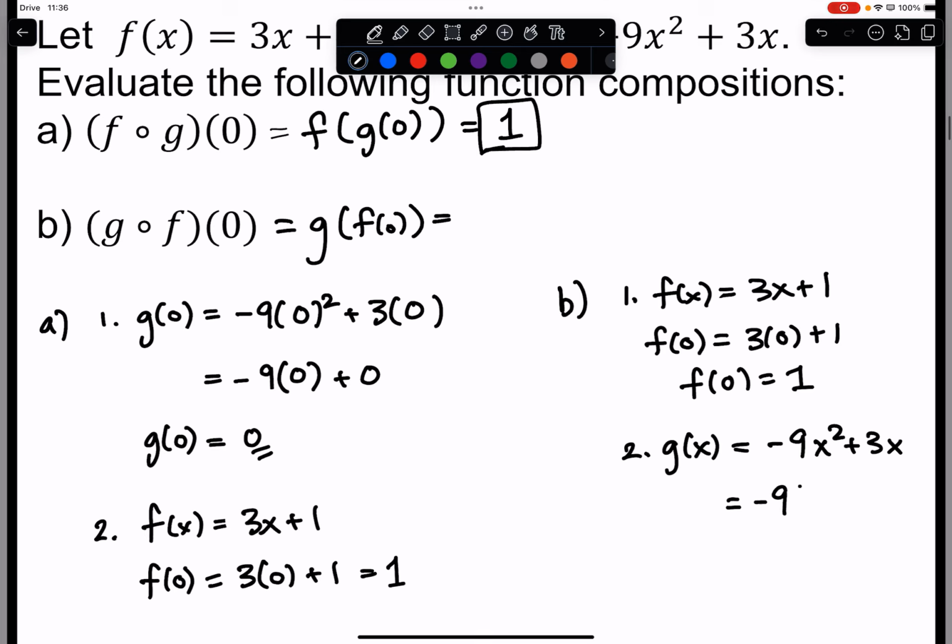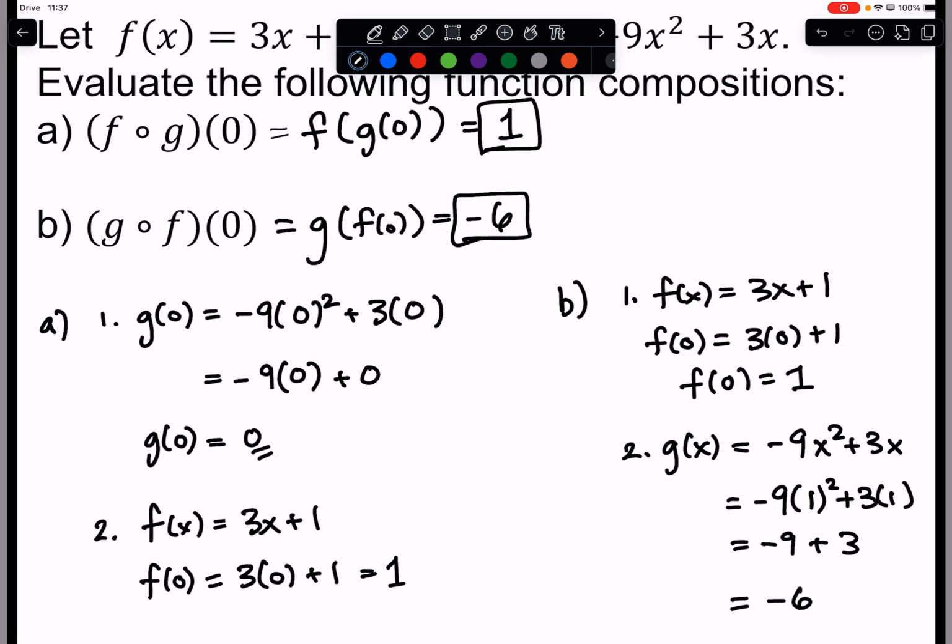So negative 9 times 1 plus 3 times 1. 1 to the second power, that's just going to be 1, and 1 times negative 9 is negative 9. 3 times 1 is 3. And we get a final answer of negative 6. So that's your solution right there.